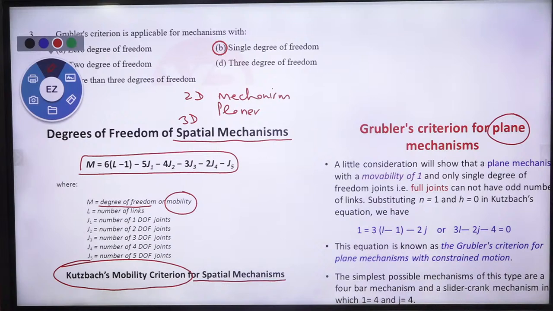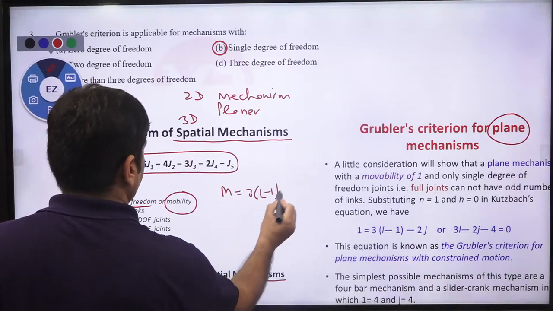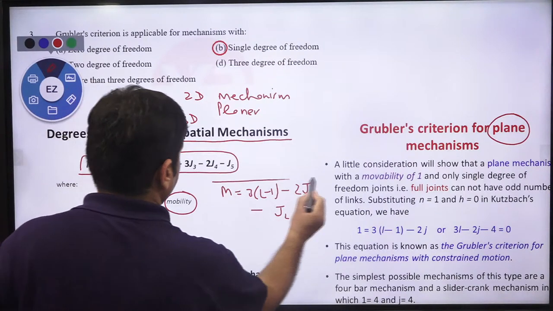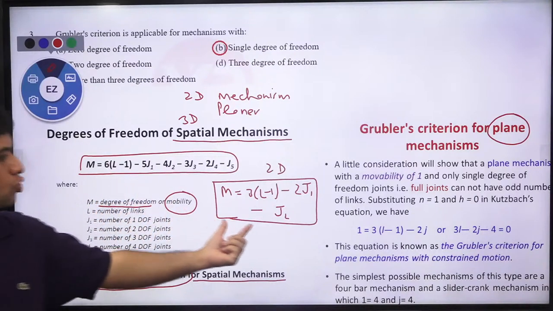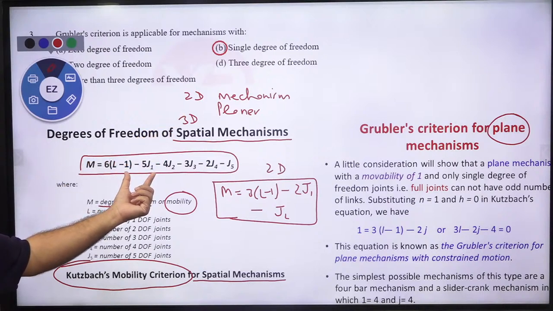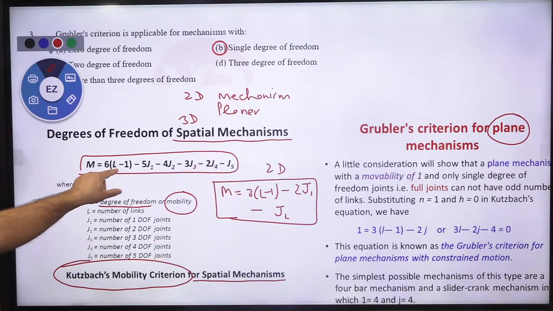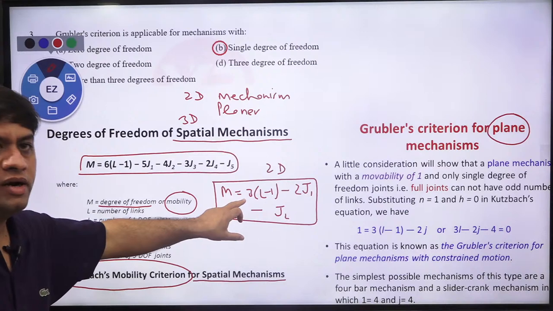Now this general formula for a planar mechanism becomes mobility equal to 3(L minus 1) minus 2J1 minus J2. This is the formula for 2D mechanism. So Kutzbach mobility criteria for three dimensional mechanism is this, and for two dimensional mechanism is this. Note down these equations. This is basically the mobility or degree of freedom criteria. For three dimensional mechanism, this is the formula, and for two dimensional or planar mechanism, the mobility formula is this one. The relation is 6 into (number of links minus 1) minus 5J5 and so on. Sometimes it is written P1, P2, P3, sometimes J1, J2, J3, that is the number of joints or pairs. This is the more commonly used formula.